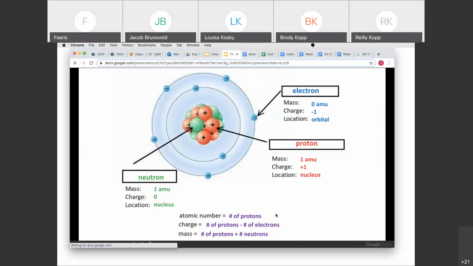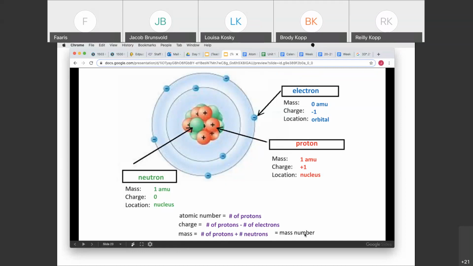And then last up is the mass. The mass is the number of protons plus the number of neutrons. And so we get the charge because the protons are positive and the electrons are negative. So that's why our charge is just the number of protons minus the number of electrons. The mass, the only things with mass are the neutron and the proton. And so we get our mass from just adding those together. We call that the mass number.